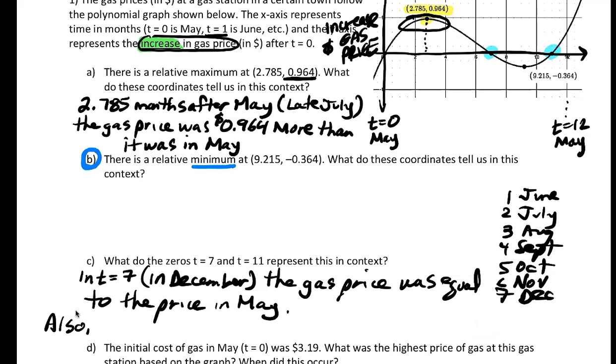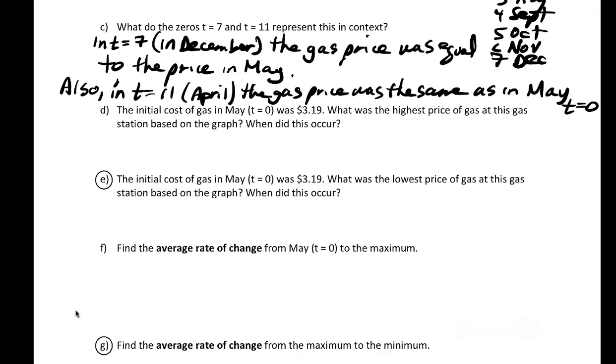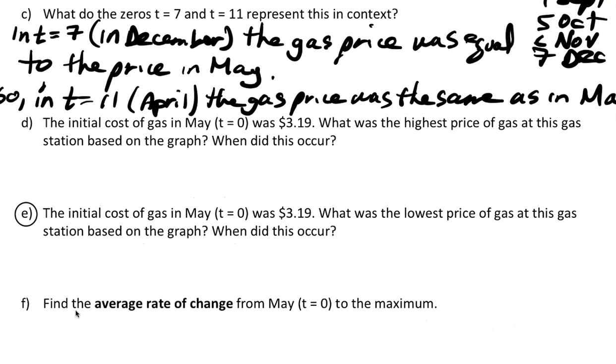Also, same thing. At t equals 11, that would be April, the gas price was the same as in May, the t equals 0. So all of these values, t equals 0, t equals 7, t equals 11, have the same exact gas price. Question D says, the initial cost of gas in May was $3.19.